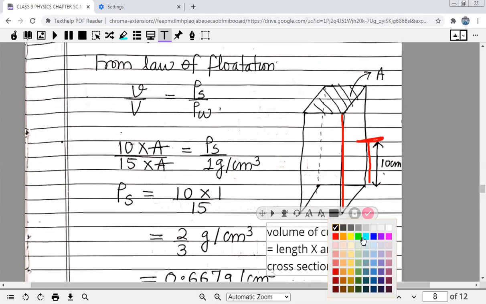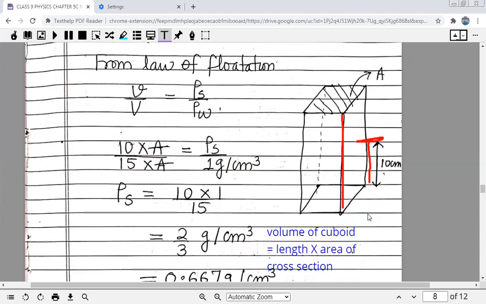It's clear? You can see here. Volume of cuboid equals length into area of cross section. Cross section is this. So what will be the total volume? 15 into A. What is the volume of immersed portion? 10 into A. Volume of immersed portion will be 10 into A. This thing is clear?